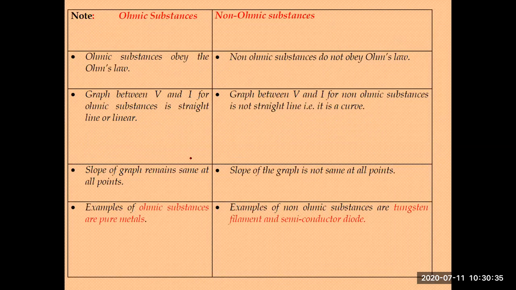So here we have ohmic types of substances and non-ohmic types of substances. This is the difference between the two. Ohmic substances obey Ohm's law. Non-ohmic substances do not obey Ohm's law. The graph between V and I for an ohmic substance is a straight line, a linear one, but in case of non-ohmic, it's a curve. The slope of the graph remains the same at all the points for ohmic, while the slope of the graph is not the same at all the points for non-ohmic.